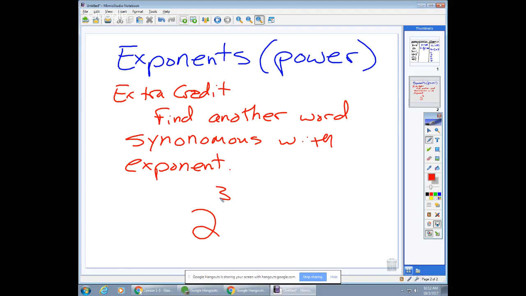Come to me tomorrow with an email or a piece of paper that says this word means the same thing as exponent. Okay. What's it worth? Each homework assignment is worth 10 points, so this will be worth 5 points, half of a homework assignment. Okay. I think that's a pretty decent chunk there.